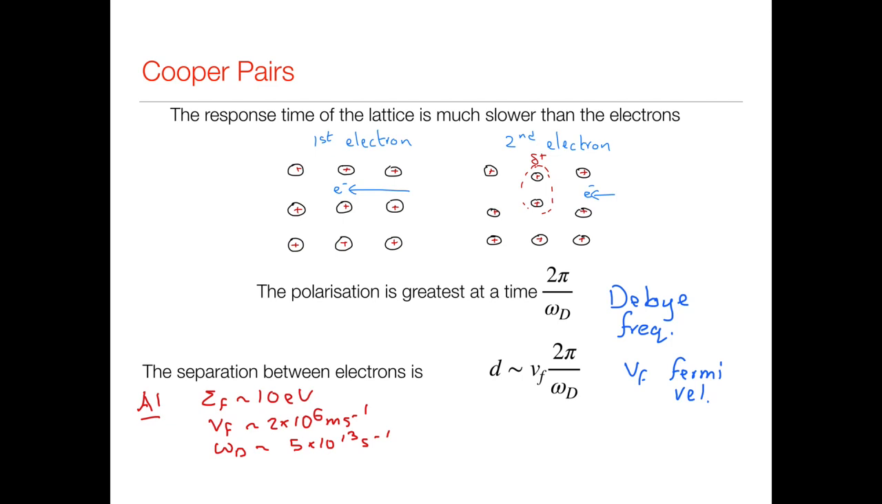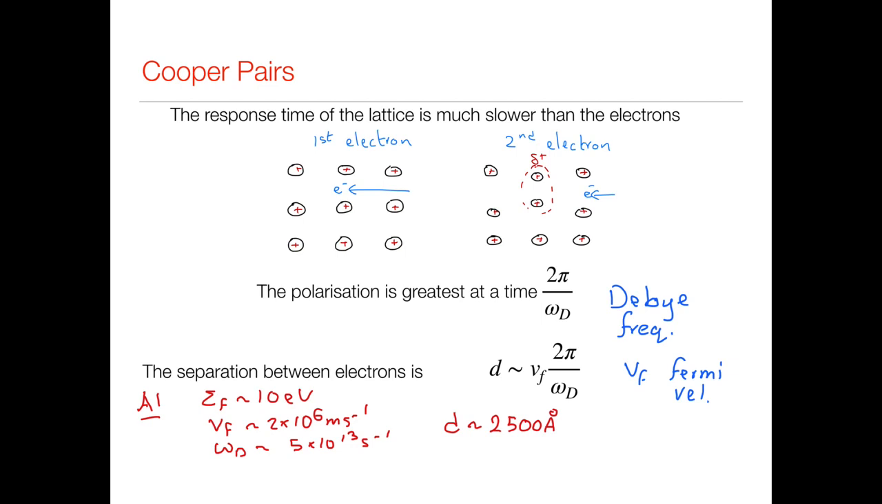Now, if we pop all those numbers into our expression for D, what do we get? We get that D is about 2,500 angstroms. That's a really interesting result because that's pretty big. I mean, in terms of lattice spacing, that's several thousand lattice spacings. Okay, so the electrons in a Cooper pair are actually a very long way apart from each other.